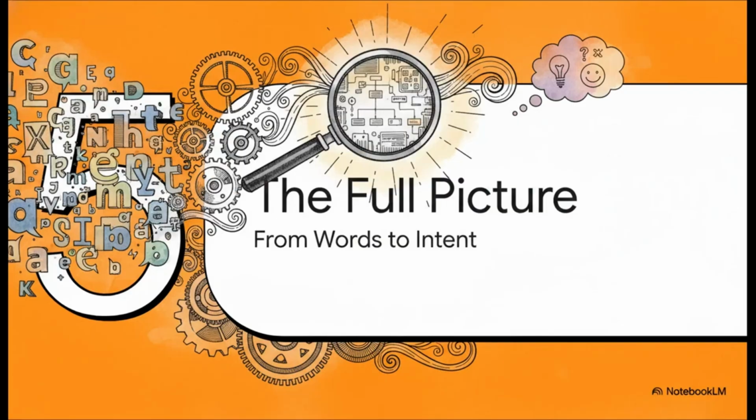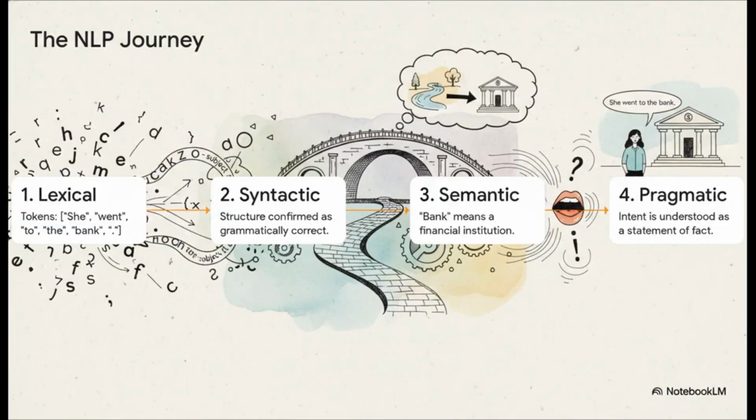So, let's put it all together now. Let's follow one sentence all the way through. She went to the bank. Okay, step 1, lexical analysis breaks it into tokens. Step 2, syntactic analysis confirms, yep, the grammar's good. Step 3, semantic analysis looks at the context and decides bank means the financial building, not the edge of a river. And finally, step 4, pragmatic analysis understands this is just a statement of fact. 4 steps, from pieces to purpose.